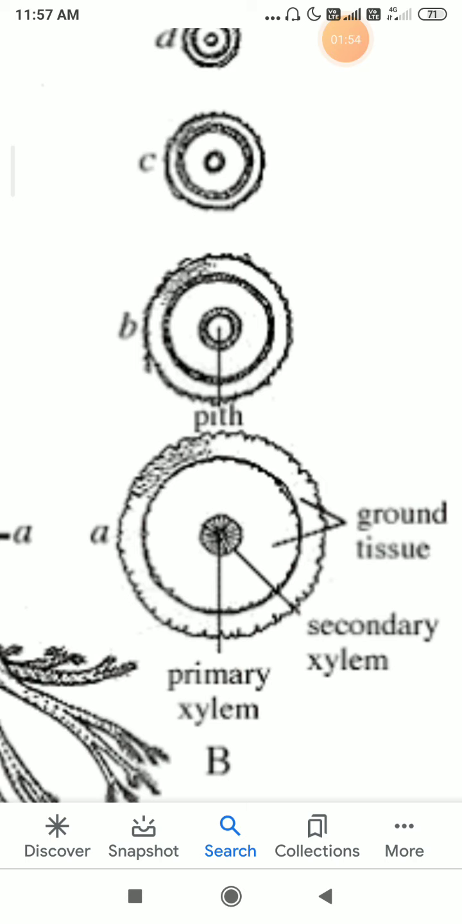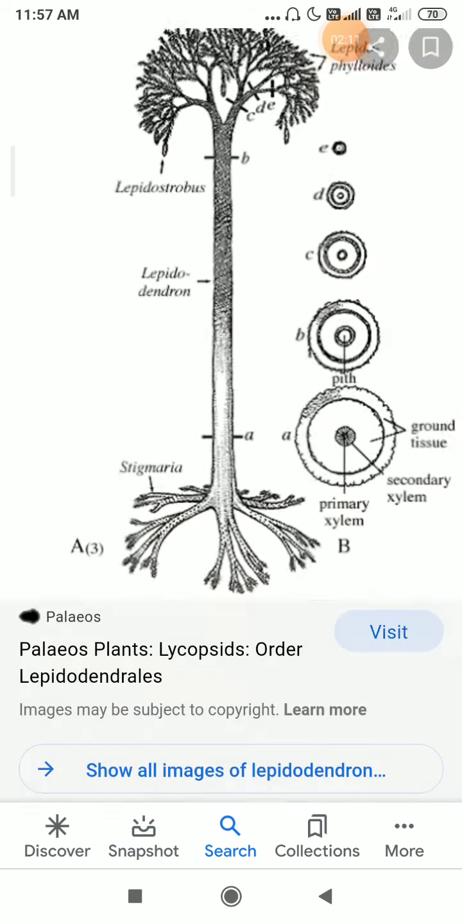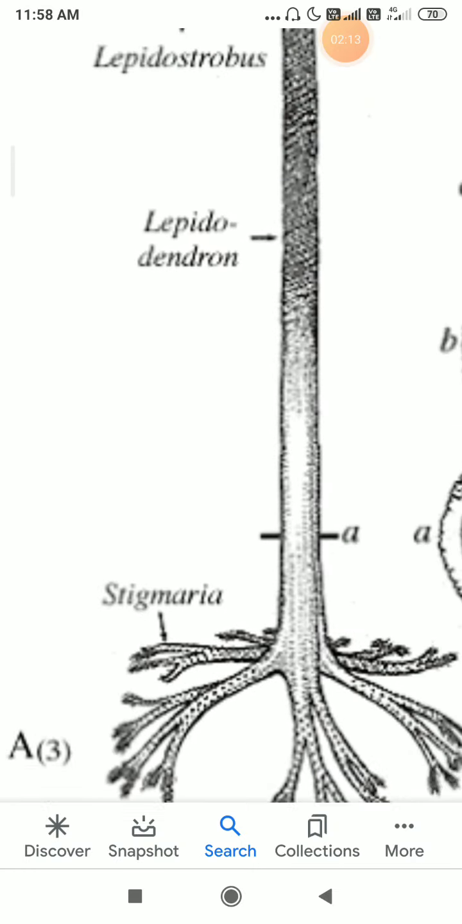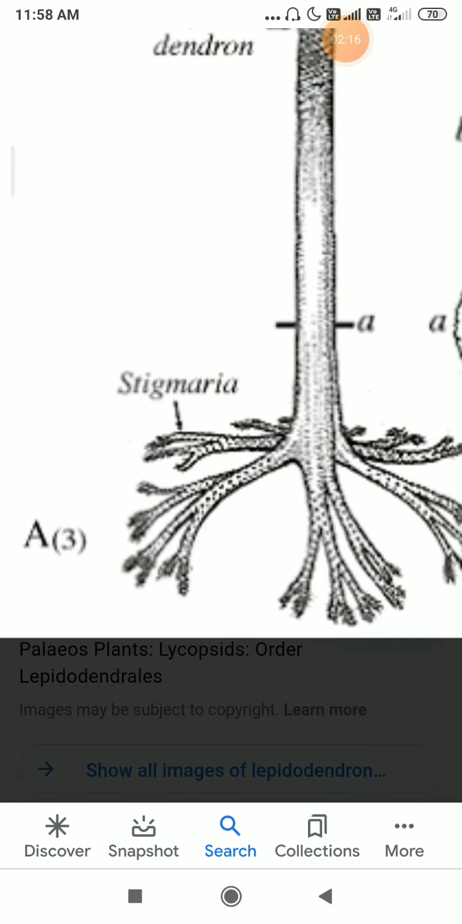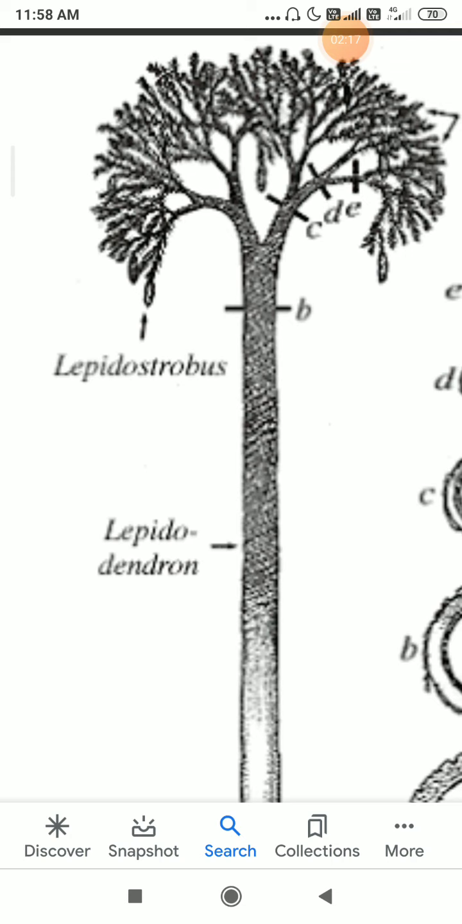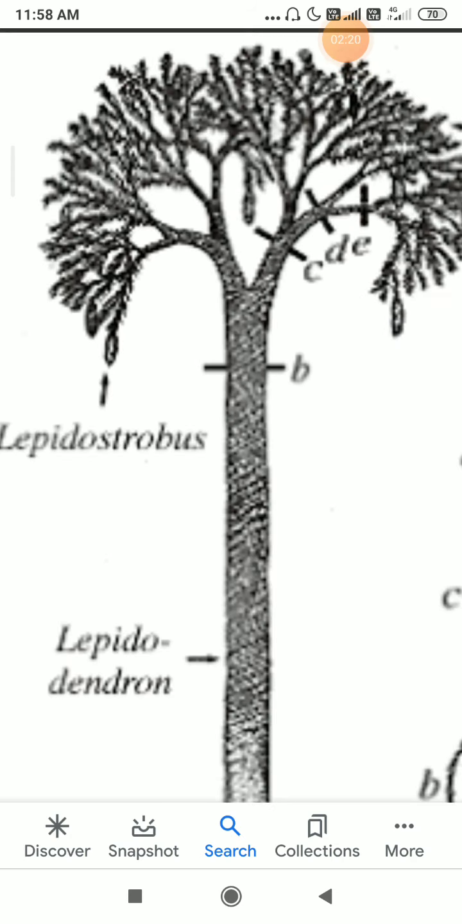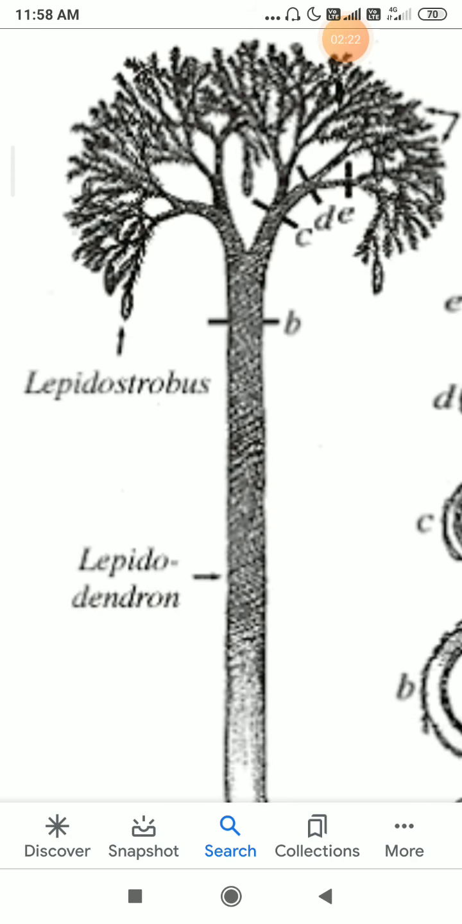The leaves in Lepidodendron are called Lepidophylloides, and the main strobili are called Lepidostrobus. The roots are called Stigmaria. Sometimes you may get a chance to be asked what Stigmaria is. So this is the structure of the Stigmaria. This is the center portion, the stem portion, and this is the tip portion where the strobilus will be present.